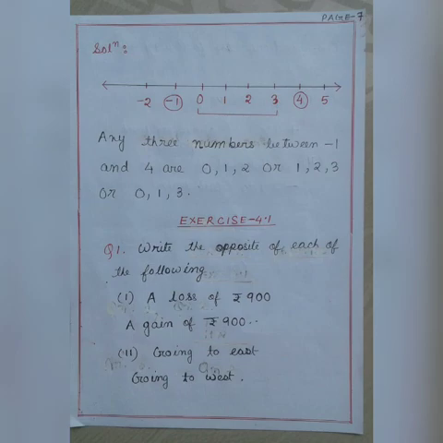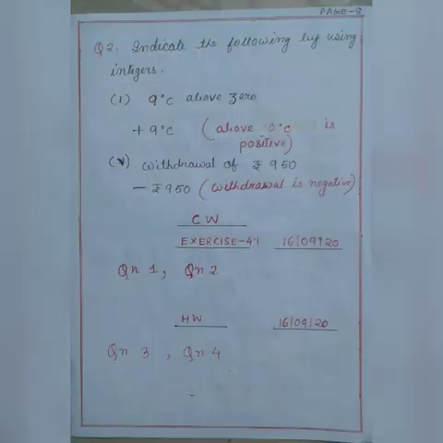In page number 8, question number 2. Indicate the following by using integers. So you have to write the given statement in numerical form. You have to use the rules of integers. 9 degrees centigrade above 0. 9 degrees centigrade is temperature. So above 0 temperature is assumed positive. So if I have to write in numerical form, I have to write positive 9 degree centigrade or plus 9 degree centigrade.